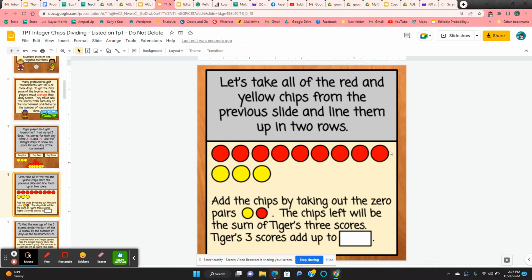Then they take all of the chips that they had on the previous slide and line them up, a row of red and a row of yellow, and they're going to add them together by taking out 0 pairs. A 0 pair is just 1 red and 1 yellow that add up to 0. And so the total of his scores would then be negative 6. So they're just going to type negative 6, after they take out their 0 pairs.